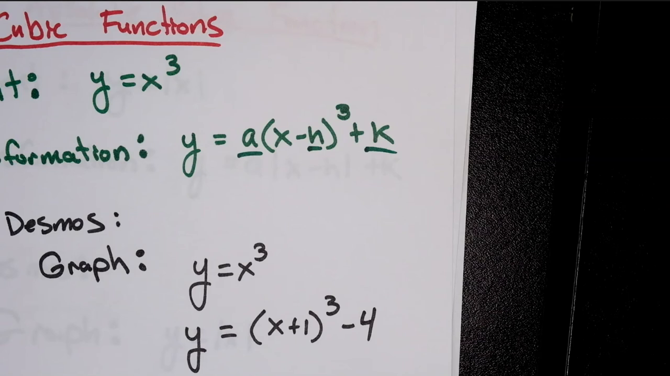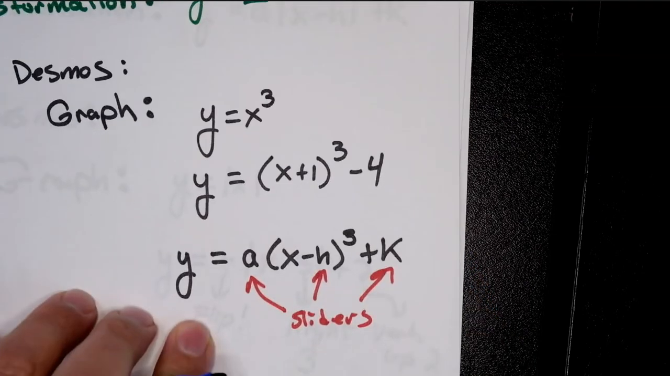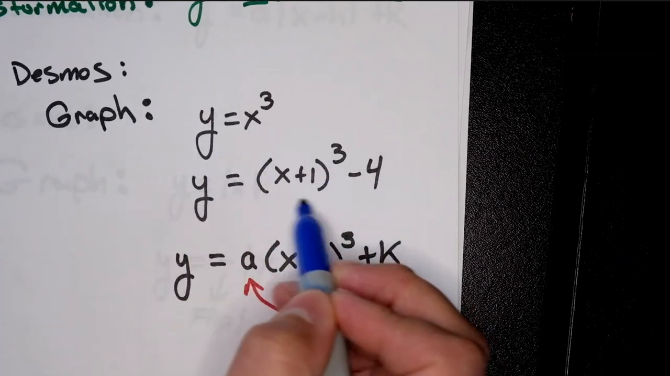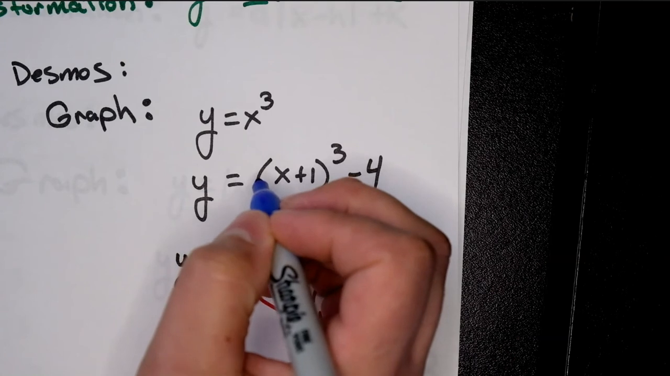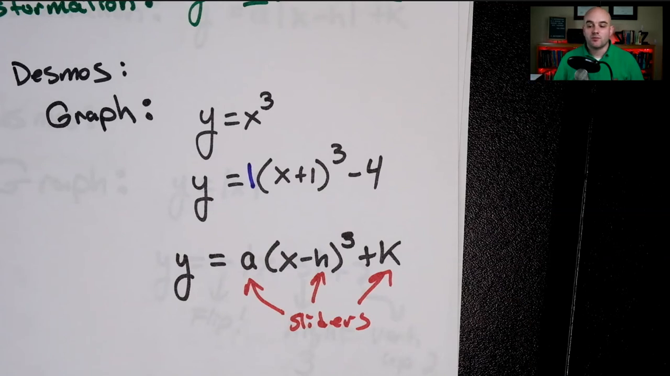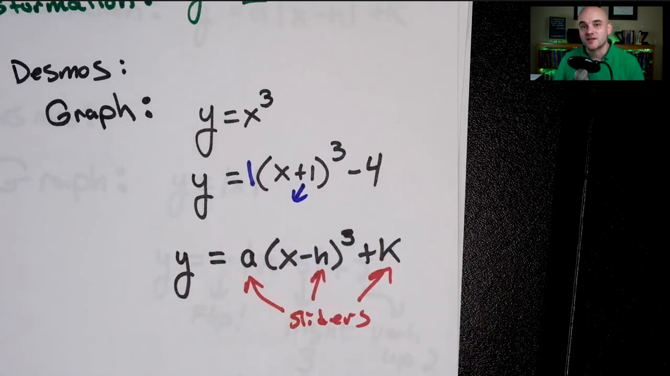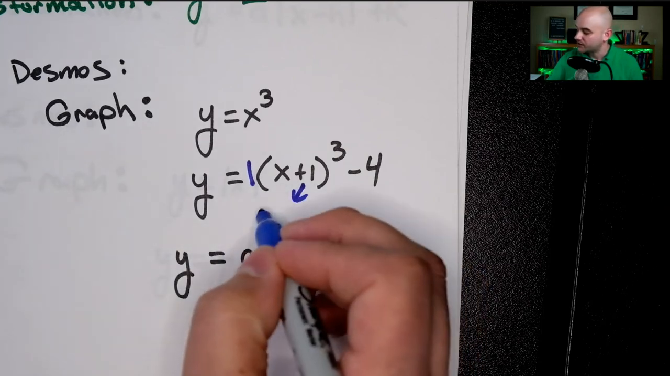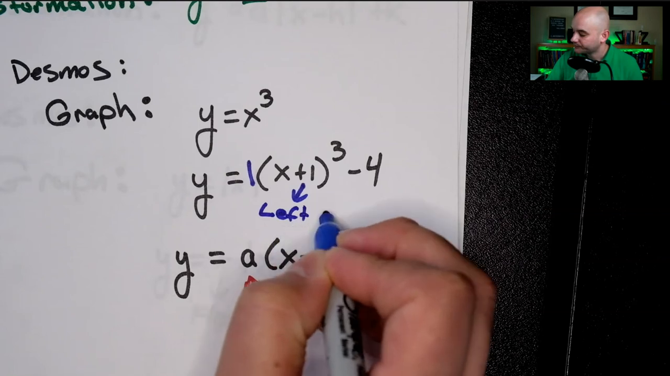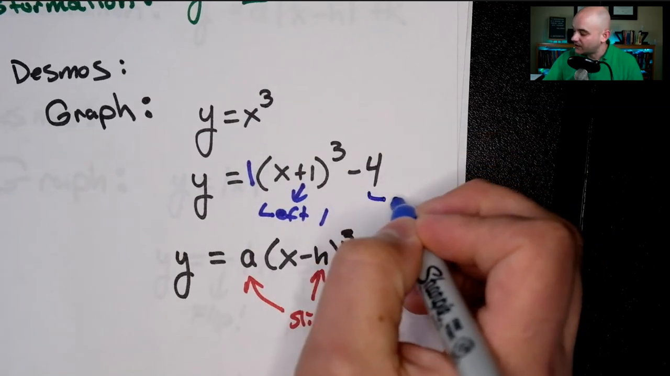The a can flip it. The h is going to shift it left or right in the opposite direction we think. And then the k is going to shift it upwards and downwards. So for instance, go ahead and take a guess on this one. What are its transformations? Well, what's the a value? The a value here is 1. So it has no vertical stretch or compression compared to the parent function. It's also not going to flip it. The plus 1, remember it's paired with the x, so it's going to shift it to the left 1. So this is going to be left 1. And then the minus 4 is going to shift it downward 4. So this is going to be down 4.